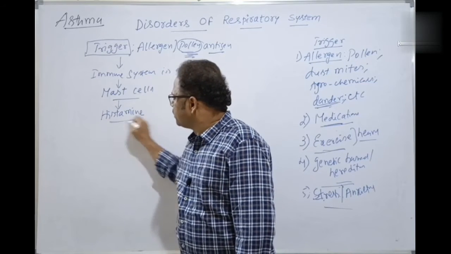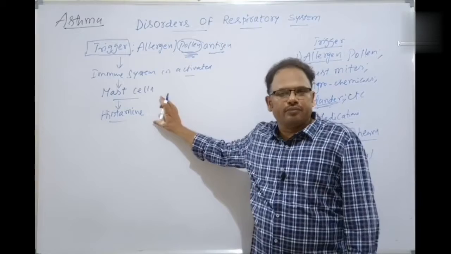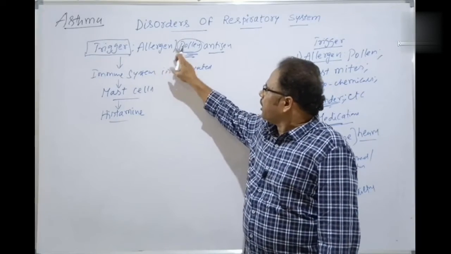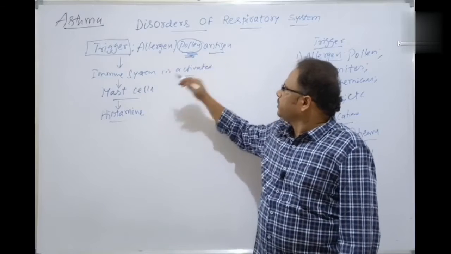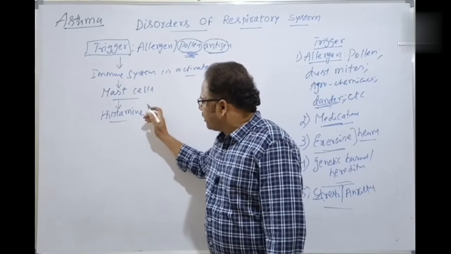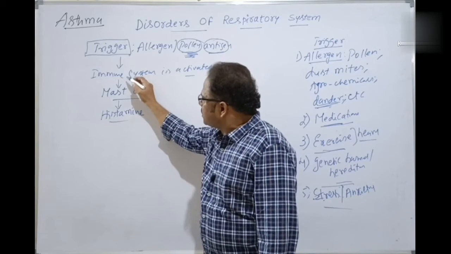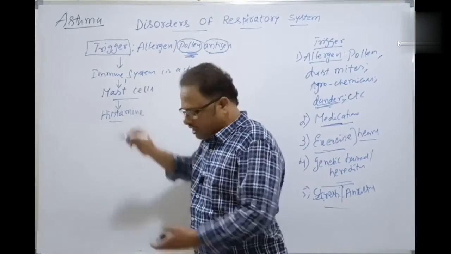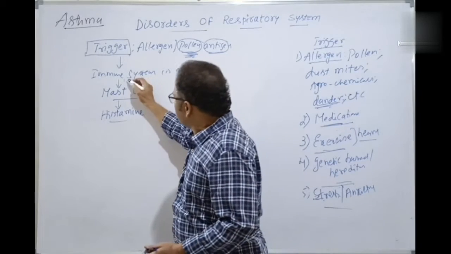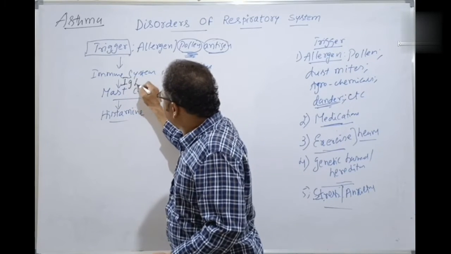Histamine is an inflammatory mediator. Histamine is released by the mast cells because of the entry of, for example, pollen, because that's an antigen here. The histamine is not directly activated here, because the immune system is activated. It means the most important mechanism going on here is the activation of the IgE antibody.